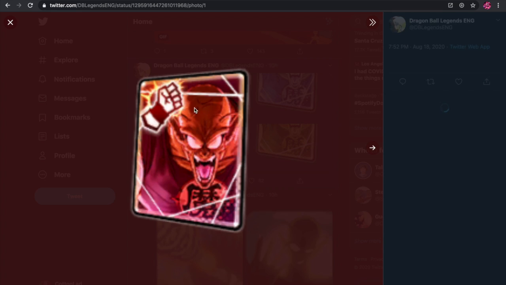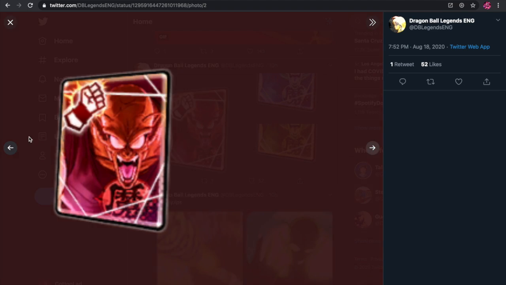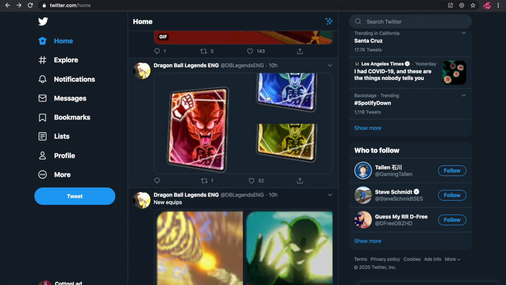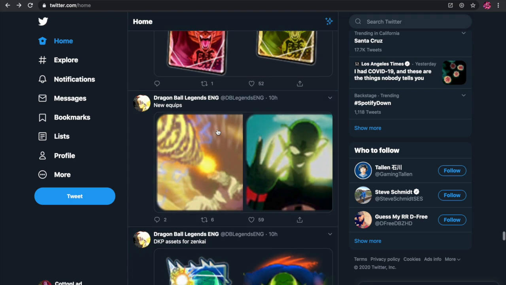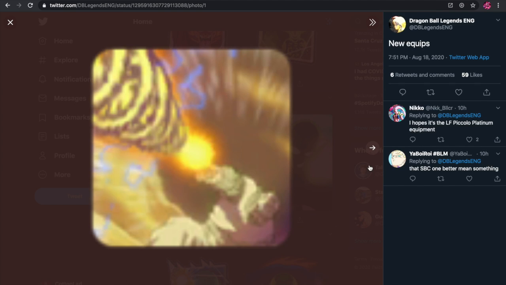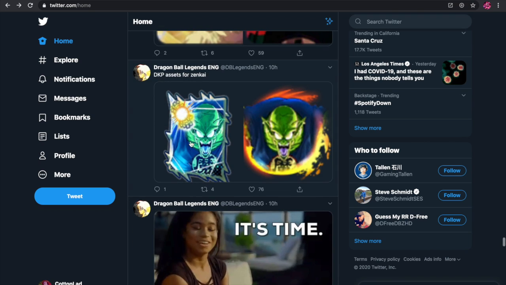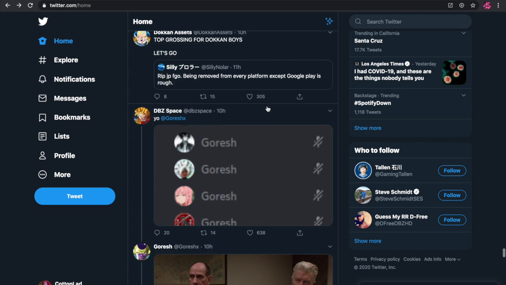And then just down here, there are more assets, kind of looking at the strike cards, blue cards, green cards, blast cards, with Demon King Piccolo's thing on it. There's going to be new equipment. So this is what it looks like. And then what basically all of that will look like.